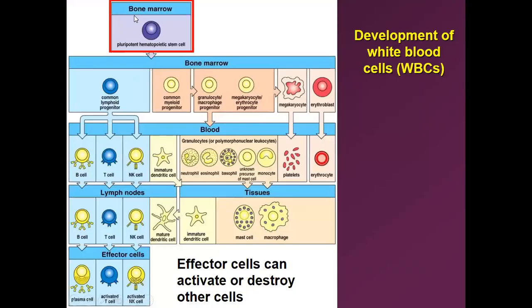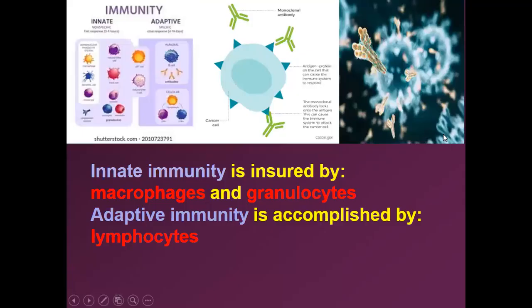This is the bone marrow having a cell which is called pluripotent. Pluripotent means that it has many potentials: the potential to derive every type of immune cell. We talked about the cells and the organs of the immune system.